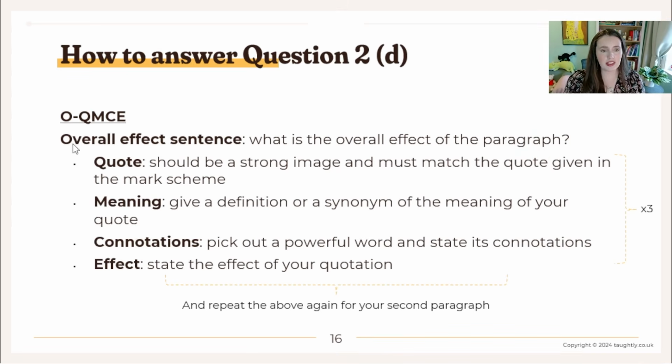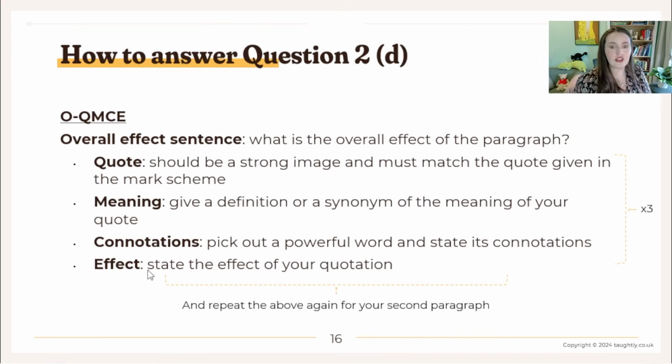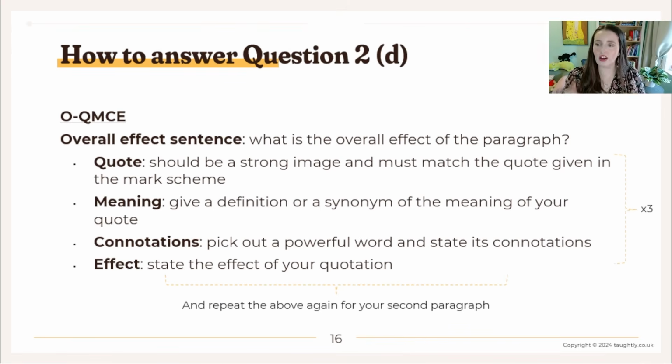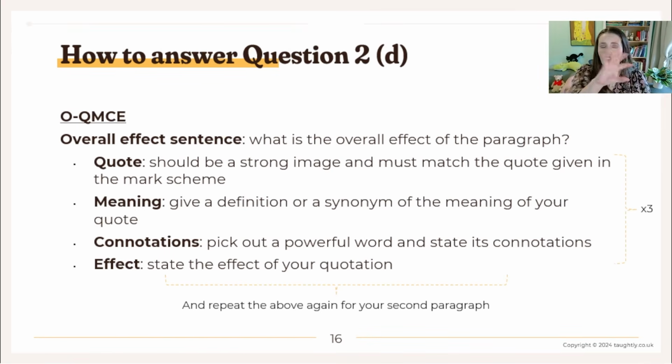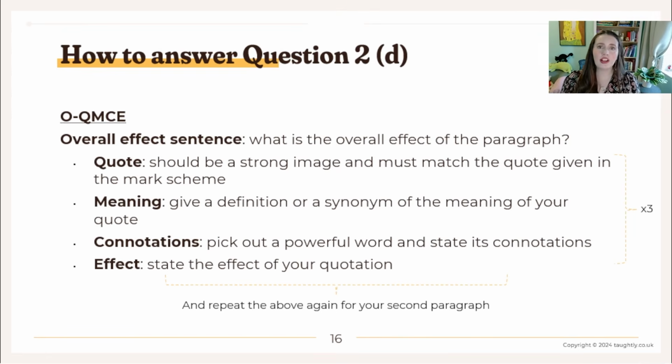Students sometimes like to put the overall effect sentence last. That's fine with me. As long as you've got it, it doesn't matter whether you put it at the start or at the end. Some students do find that a little bit easier because they've already analysed their 3 quotes, maybe had a little bit more time to think about the overall effect of that paragraph as a whole. So if that's you and you prefer to do that at the end of your paragraph, no problem. Just make sure you definitely remember to do it. So Philip used this structure. Without further ado, shall we have a look at the full mark exemplar?